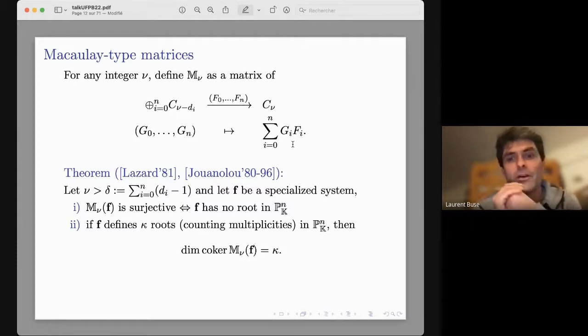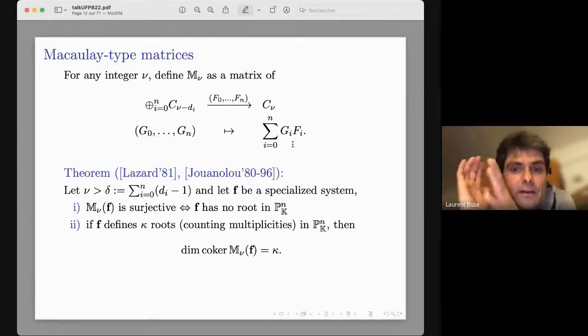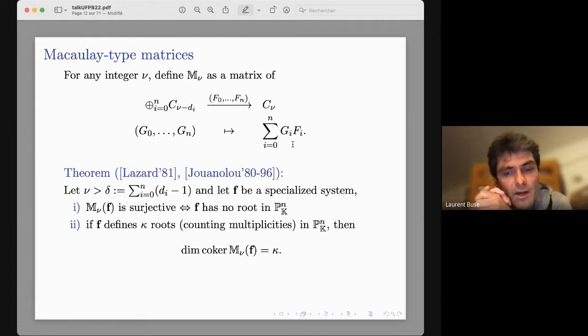And so we have this beautiful theorem, which was, as far as I know, proved by Lazard first, and then also appears in many papers of Jouanolou during the period where he produced a lot of papers. They prove the following thing that generalizes the property of the Sylvester resultant. First, we define this kind of degree that we sometimes call the critical degree, which is delta.